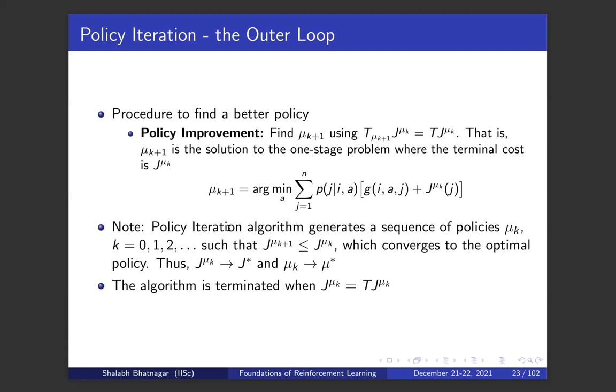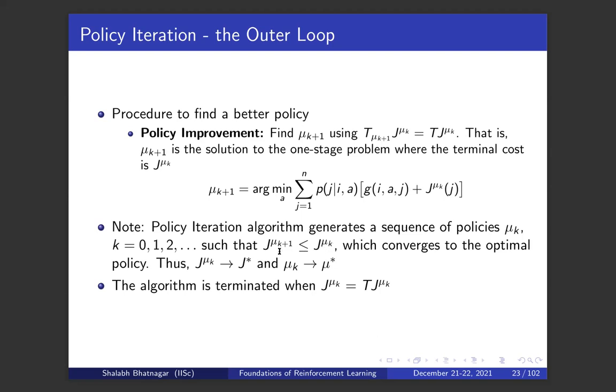And so it can be shown that the policy iteration algorithm, which involves this two loop procedure, generates a sequence of policies mu k. And this would be such that at any instant you are guaranteed improvement. J mu k plus 1 will be less than or equal to J mu k till the time you converge. When you converge, of course, J mu k plus 1 will be the same as J mu k. It does not mean that the policies will be the same. The point is you can have multiple optimal policies, but all of them would give you the same cost, because they are all optimal.